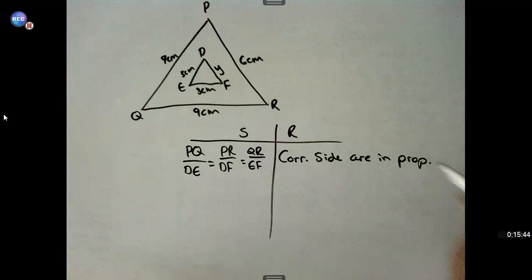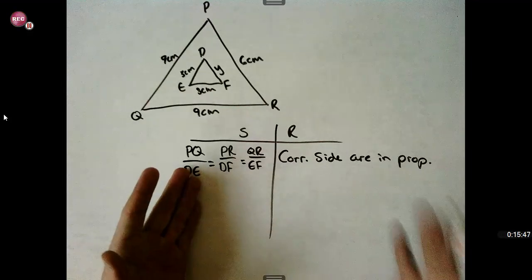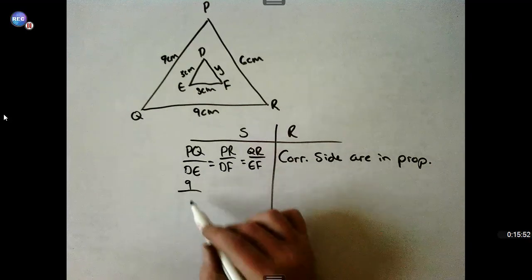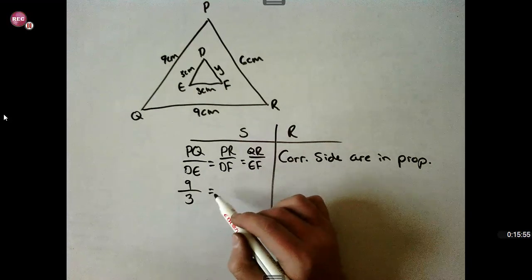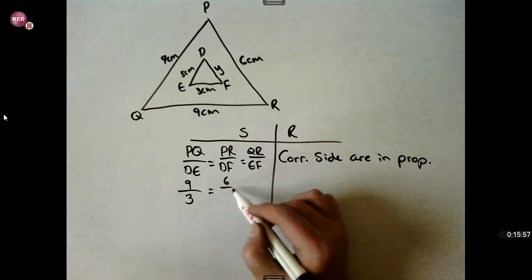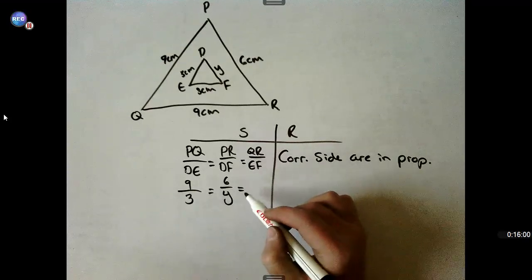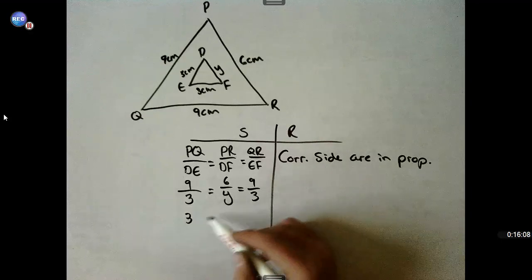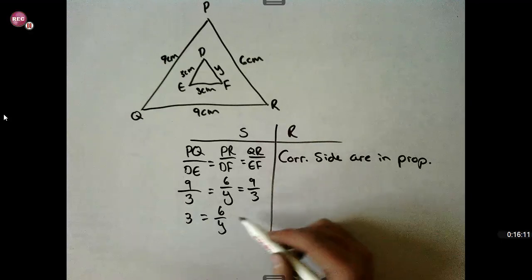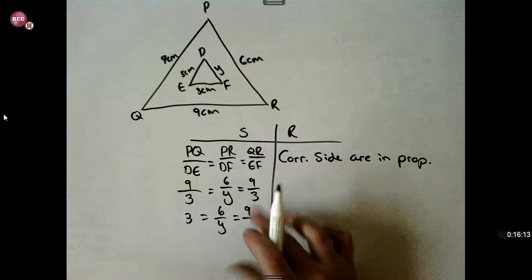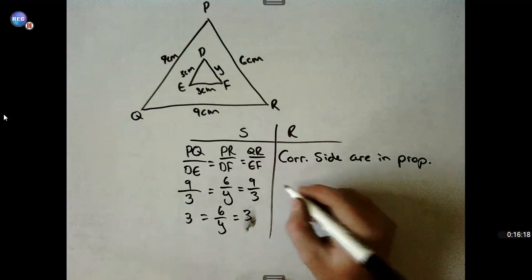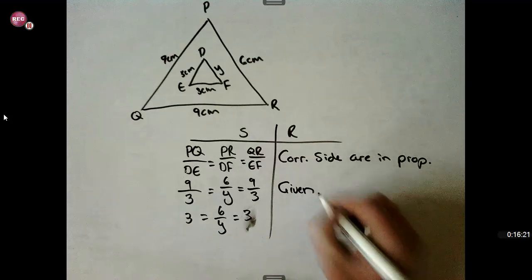You should know that if you make this statement you need a reason. Then for PQ we've got 9 over 3, for PR we've got 6 over Y, and for QR we've got 9 over 3. If I simplify these, I get 3 equals 6 over Y, which is equal to 3 as well. So your ratio is 3. And remember that your reason over here is given, because I gave you the measurements.